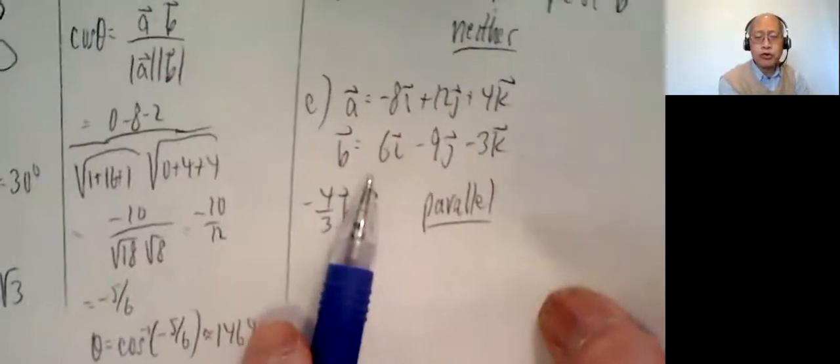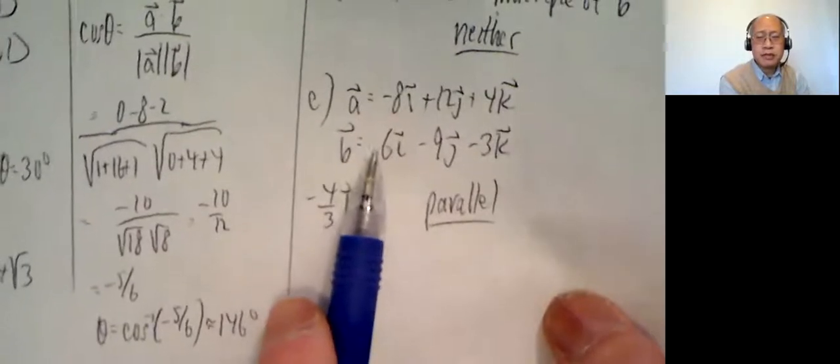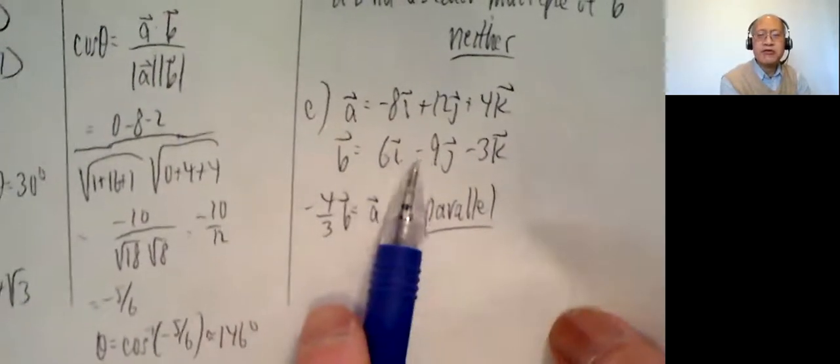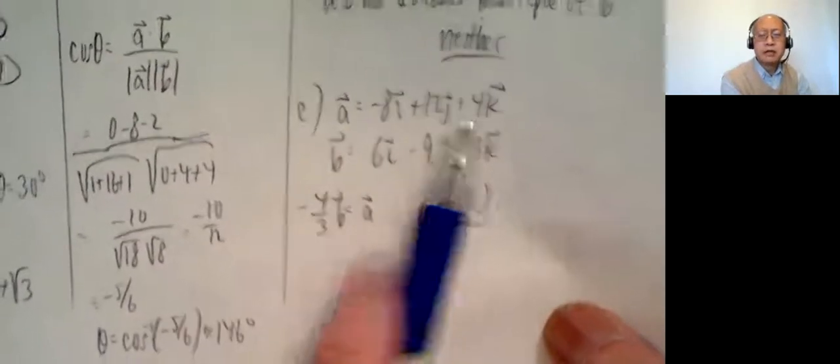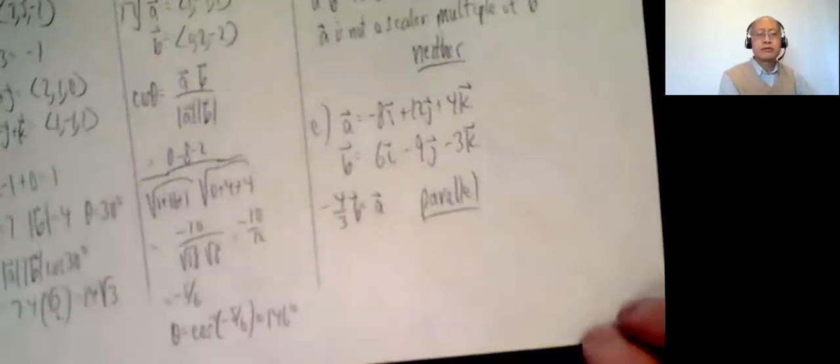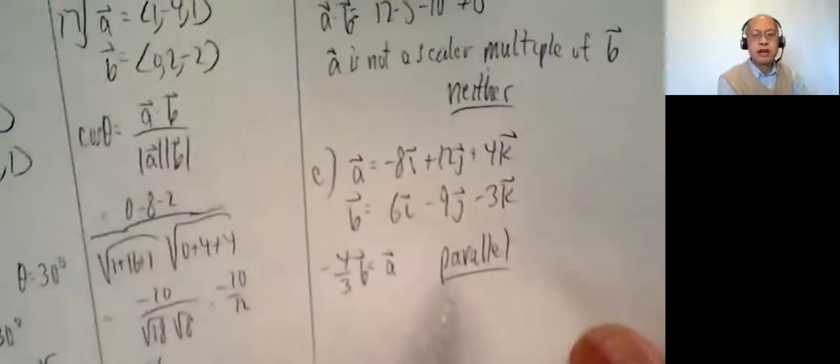If you multiply the second vector by -4/3, -4/3 times 6 is -8. -4/3 times -9 is 12. -4/3 times -3 is 4. Okay, so they're going in opposite directions, and one is 1 1/3 times bigger than the other. So that means the two vectors are going to be parallel.